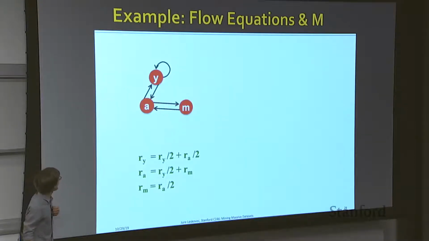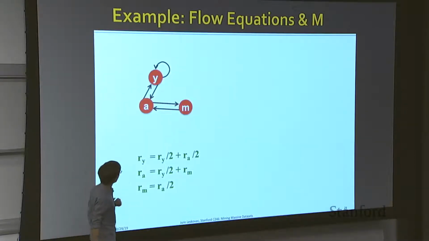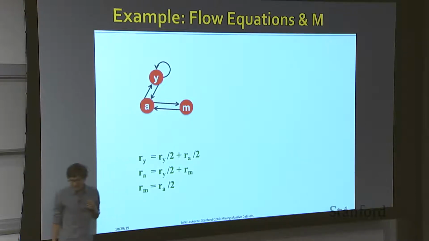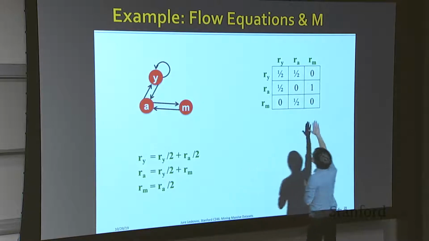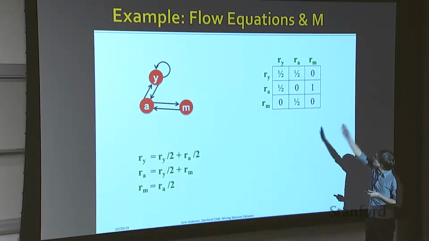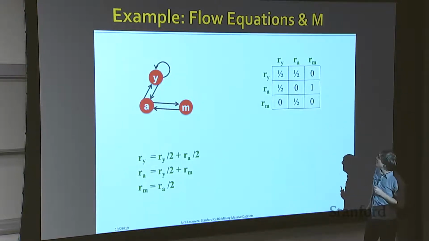So let me give you an example. Here's again the same graph that I had before. Here are my flow equations. And the way I could write this out is the following. Here is my matrix M. Notice that every column sums to 1.